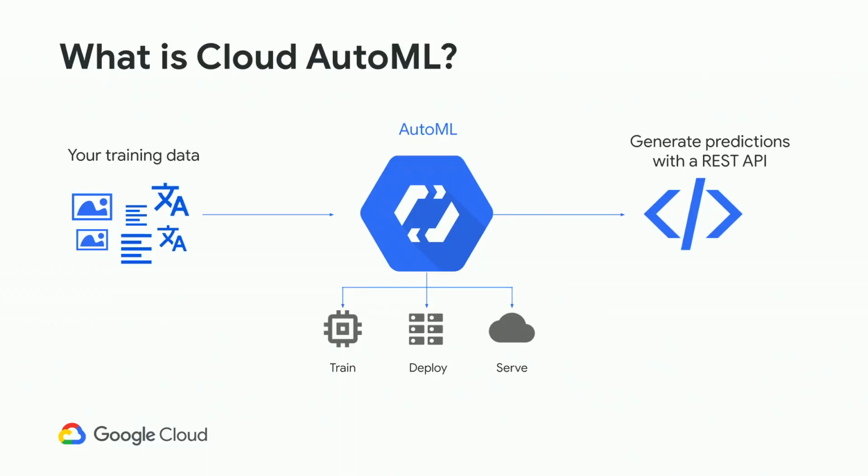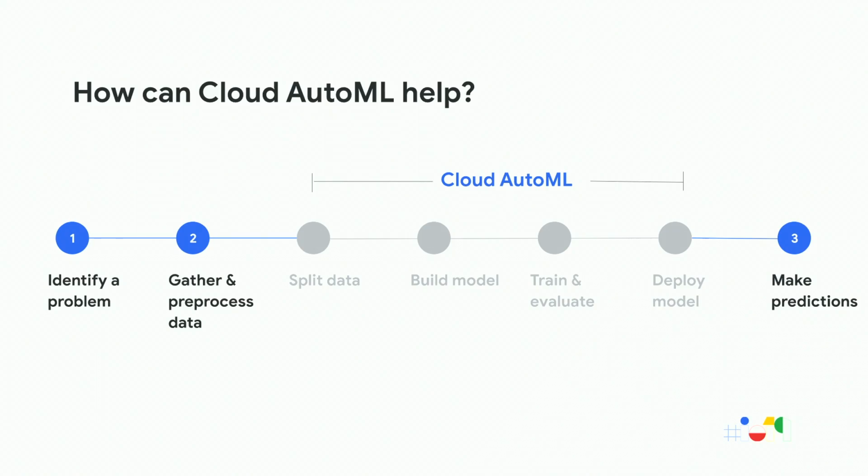What is Cloud AutoML? Cloud AutoML allows you to bring your data and give it to AutoML. AutoML will take care of training, deploying, and serving your model. And all you have to worry about is querying the REST API. And if we go back to the 7-step process I showed you, it really simplifies the whole process. You get your problem, you get your data, and you make a prediction. All those intermediate steps, Cloud AutoML will solve it for you.